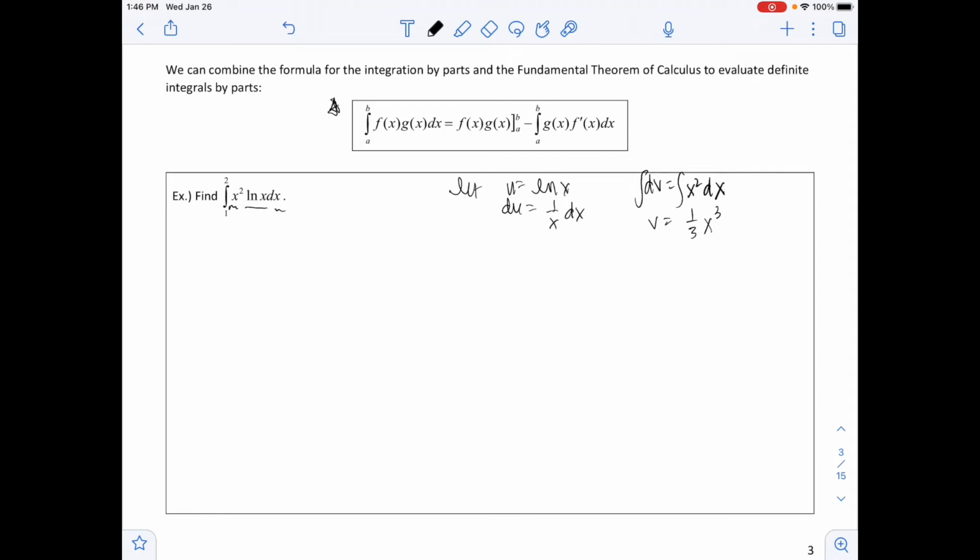Then using integration by parts, I have the integral of u dv is equal to uv minus the integral of v du. And I'm just going to substitute in what I have. So u is equal to ln of x, and v is equal to 1/3 x cubed, minus the integral of v, 1/3 x cubed, du, which is 1 over x dx.